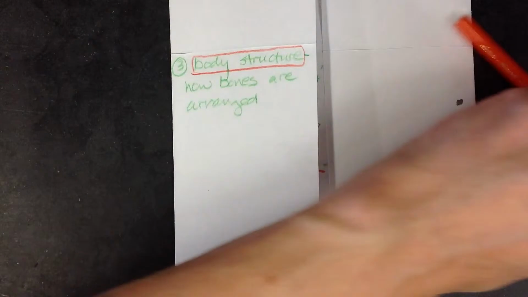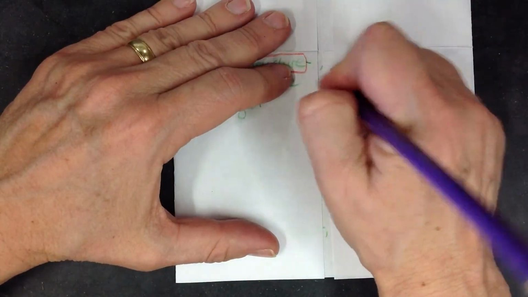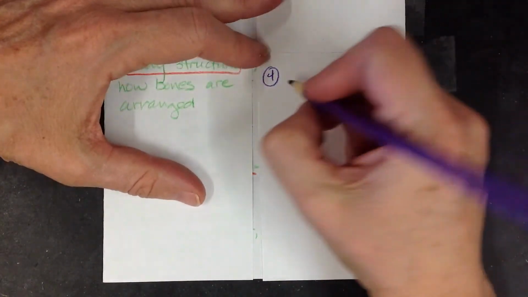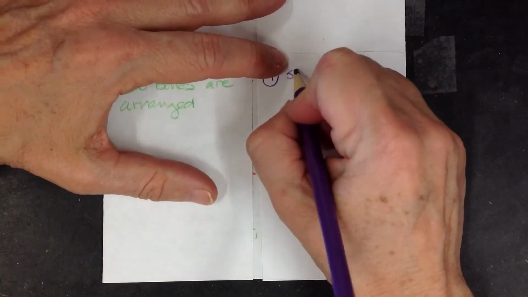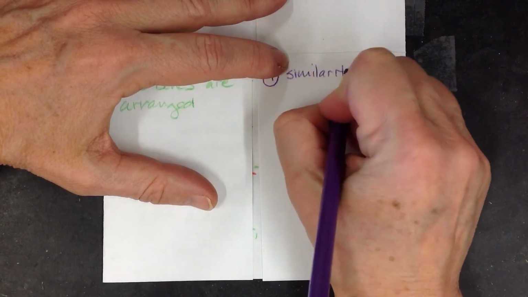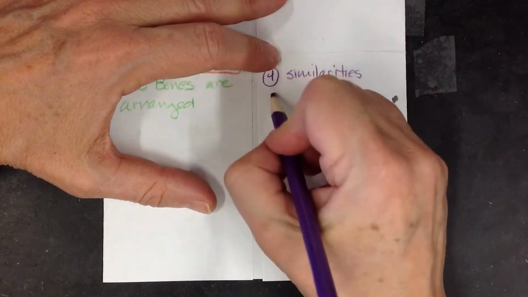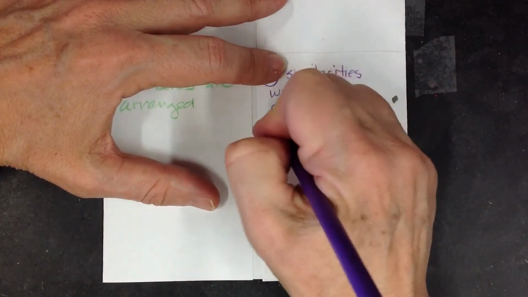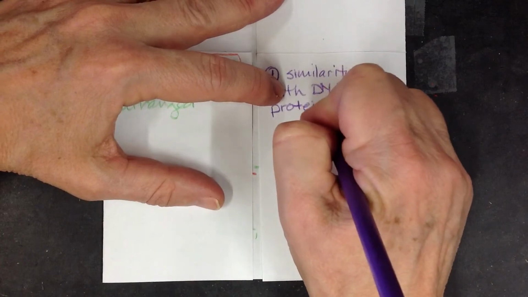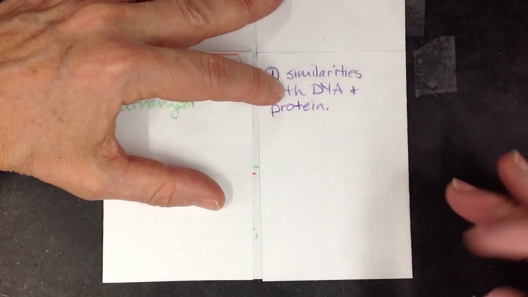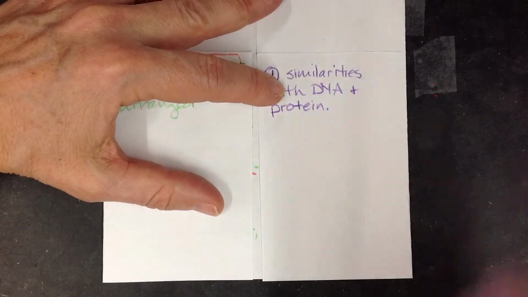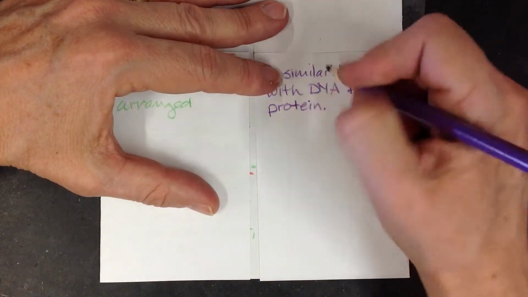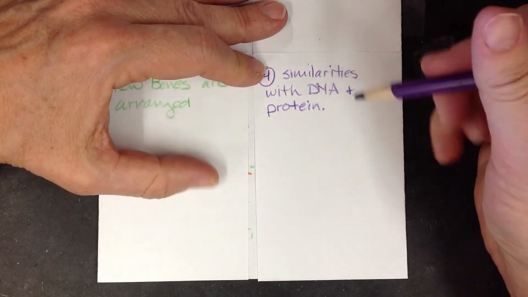And then the last color we're going to use is purple for our fourth piece of information, evidence for evolution. And this comes from similarities with DNA and protein. Now, you guys have all talked about protein, I think, in health class, so you're kind of familiar with that. Protein is a molecule, and it's found in our bodies, and it's necessary for growth, and we get a lot of protein from meats and eggs.